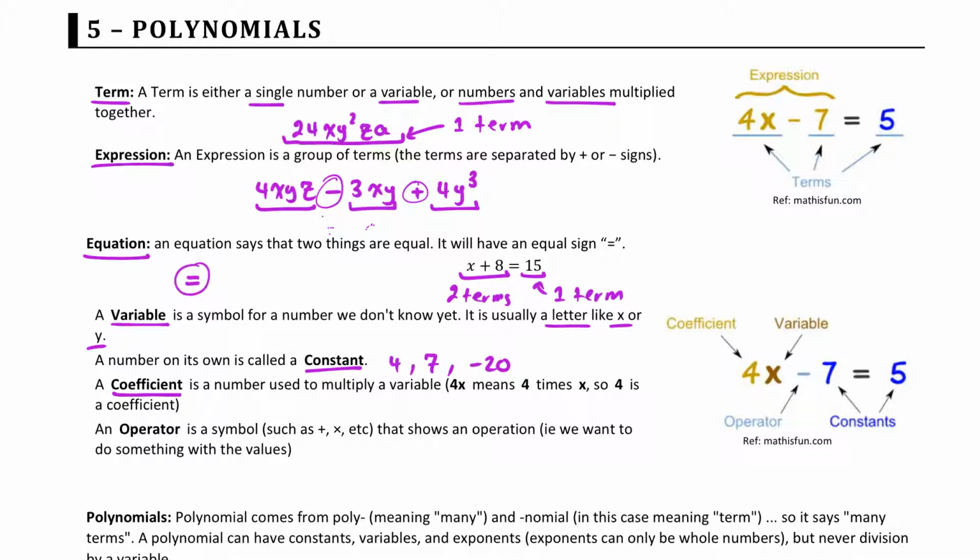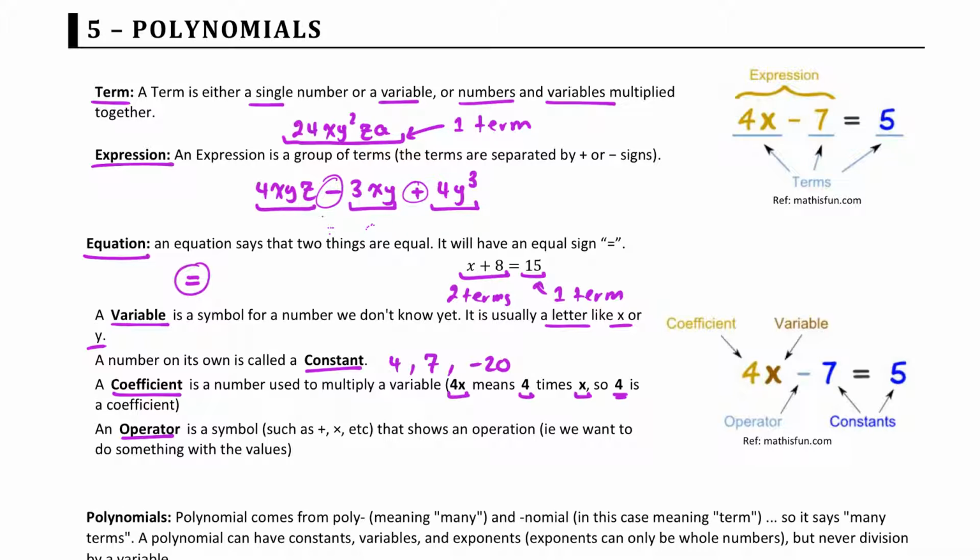A coefficient is a number that is used to multiply a variable by. So for example here, if we have 4x, it means that 4 is multiplied by a variable x. Therefore 4 will be our coefficient in this case.